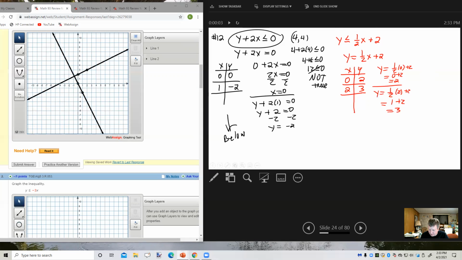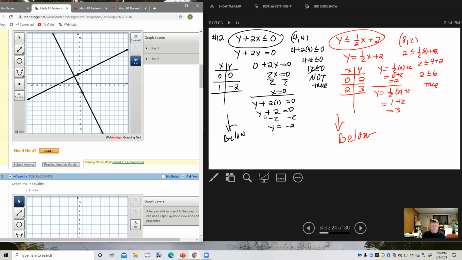All right, where did my mouse go? There it is. So 8, 2. Putting it in there, we get 2 less than or equal to 1/2 times 8 plus 2. 2 less than or equal to 4 plus 2. 2 is less than or equal to 6. That's true. So let's see, 8, 2 is over here. So that's what? Below that second line. So okay, so back over here with a fill, let's double check this.